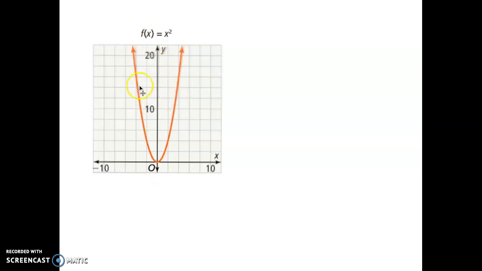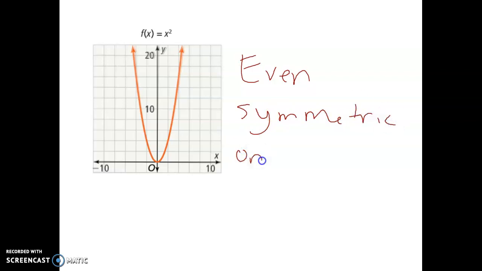This piece would lay over on this piece if the y-axis was a mirror, and this piece would be on top of this piece. So it is a mirror image on the line y equals x. And when you have that situation, we have what we call an even function. Every even function is symmetric on the y-axis. So take a second and write that in your notes, that every even function is symmetric on the y-axis.